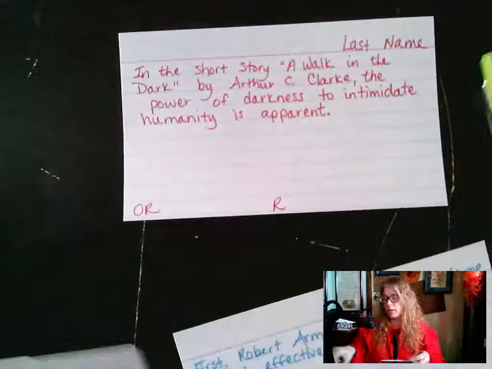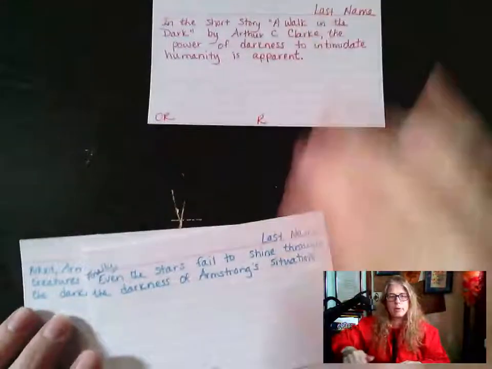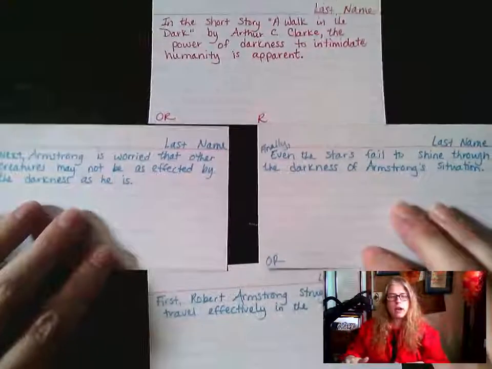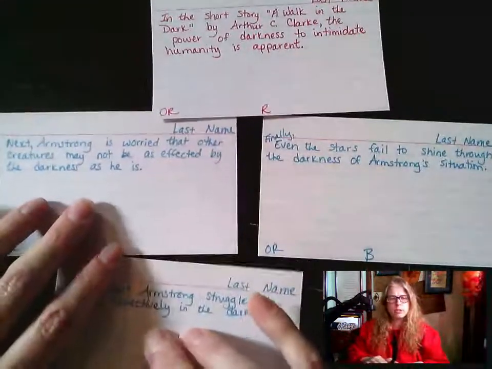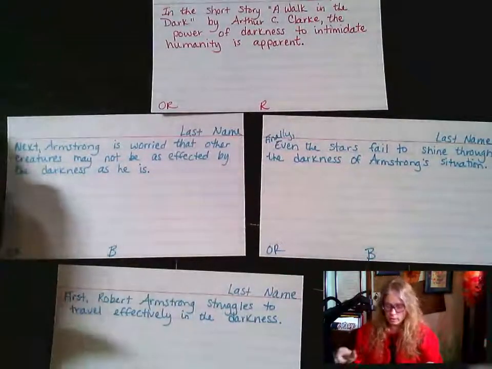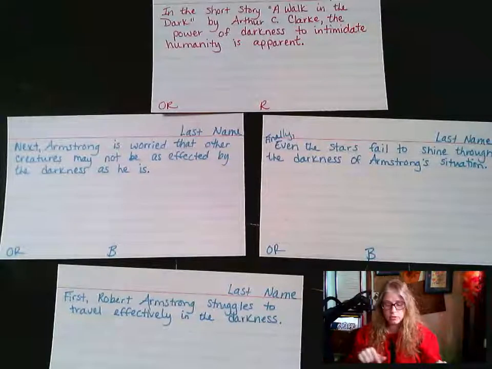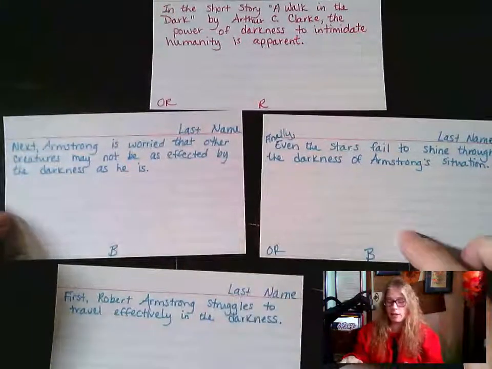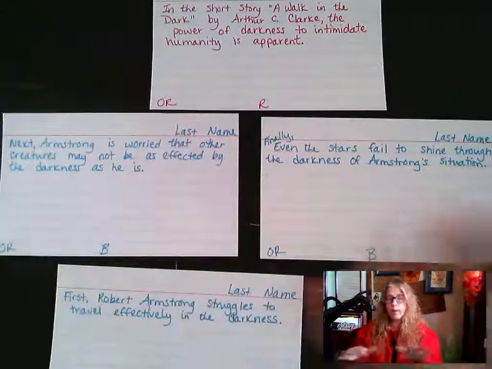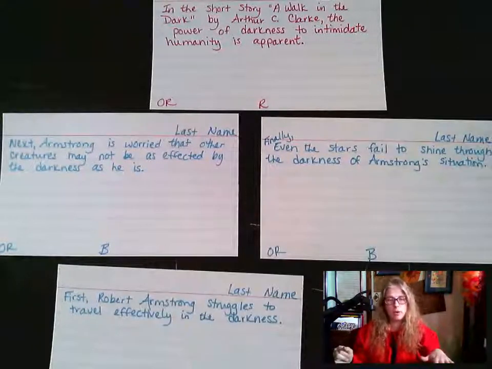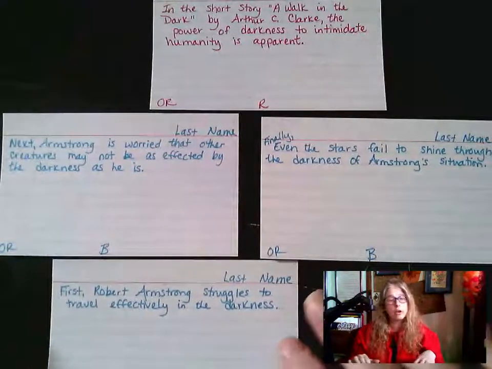And I think there probably are. So I'm going to zoom out my camera again. So there's my red idea, and now here are my 3 blues. So my first blue, I'm going to move this over so you can read it, is next Armstrong. Oh, that's my next one. Sorry. First, Robert Armstrong struggles to travel effectively in the darkness. Then I have my next blue, and I have my final blue. So I'm laying out a web just like I would if I were doing it on one piece of paper, but now it's on note cards. So I have all 3 of my note cards set up.